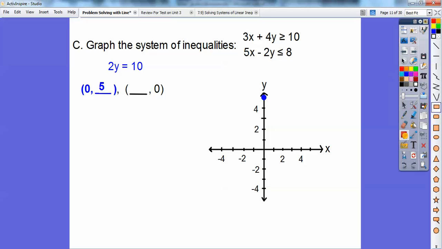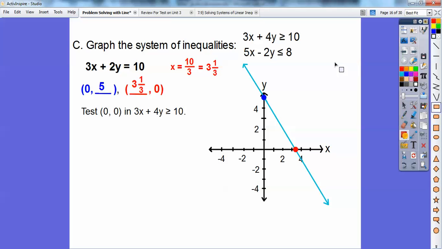Let's put the equation back in there. This time when y equals 0, I'm going to get rid of the 2y, because 2 times 0 is just 0. So 3x equals 10, and x equals 10 thirds when we divide. 3 goes into 10 3 times, with 1 left over. I'm going to estimate 3 and a third: 1, 2, 3, and a little bit past that. We're going to connect those up, and then we're going to test 0, 0.